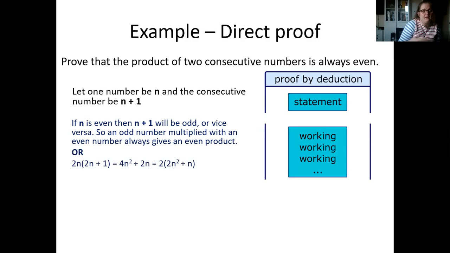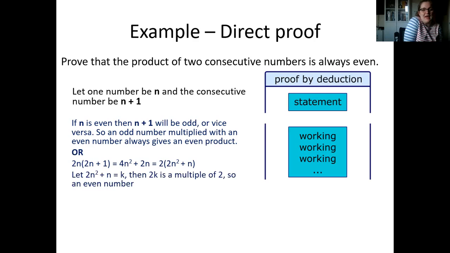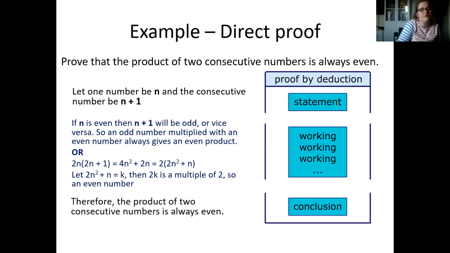Or we could show it in some algebra. Remembering that 2n means even, so 2n multiplied by 2n plus 1, so an even number multiplied by an odd number. This equals 4n squared plus 2n. Factorize that, we've got 2 lots of 2n squared plus n. So we're saying, look, this is an even number. 2 times it is an even number. So we let 2n squared plus n equal k. Therefore, 2k is a multiple of 2, so it is an even number. So our conclusion is therefore the product of 2 consecutive numbers is always even.